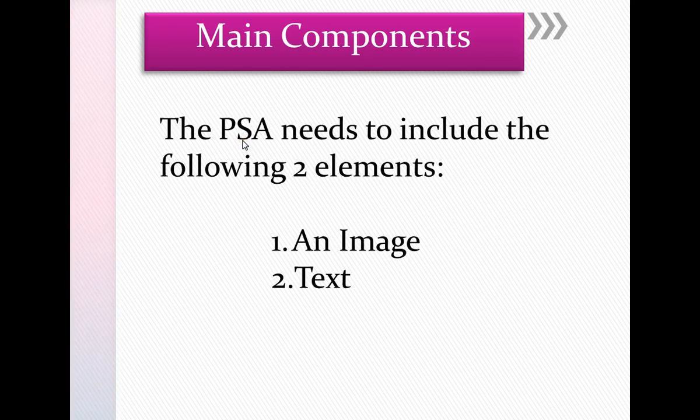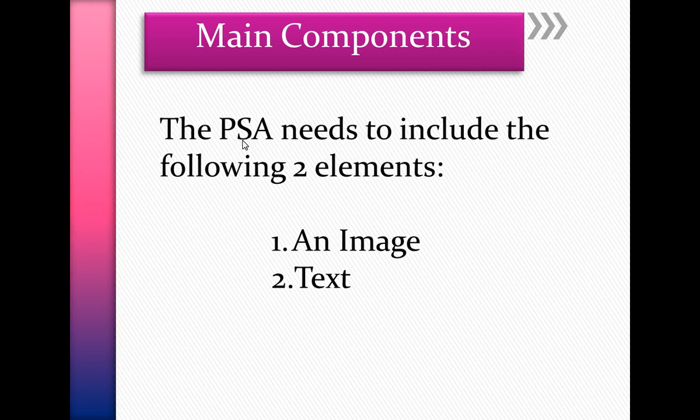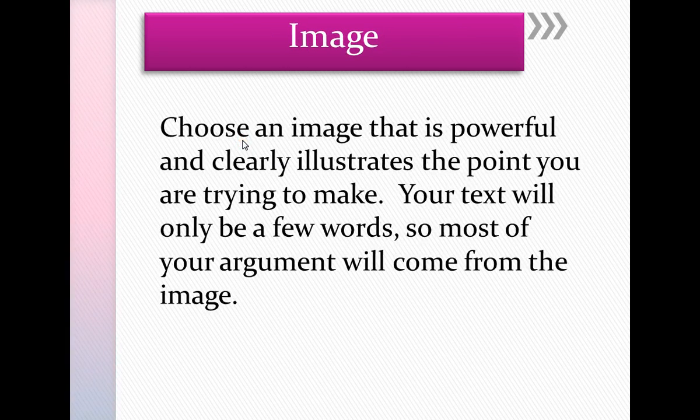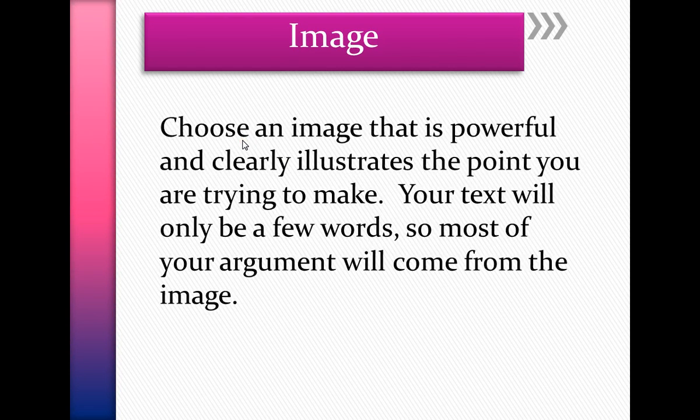The main components of your visual argument are to have an image and then some text over that image. When you're choosing an image, you want something powerful that clearly illustrates the point you're trying to make. Your text is only going to be a few words, so most of your argument will come from the image. So think about an image that captures you immediately. You don't want too many details, and ideally it can be nice to have a face of some sort, whether it be an animal or a person, something along those lines to capture the reader's attention.